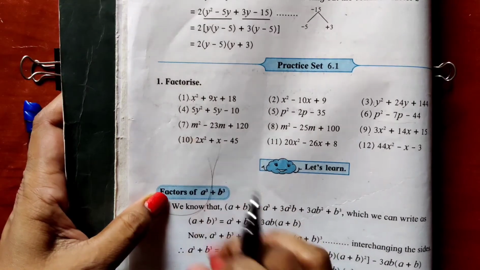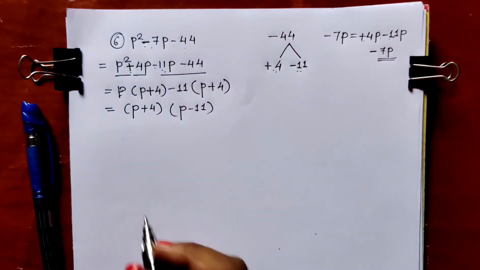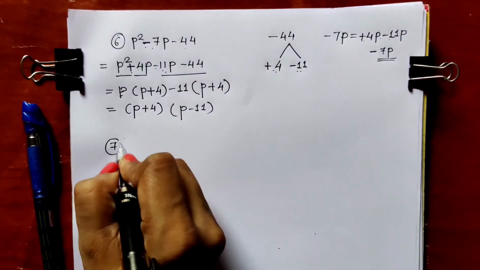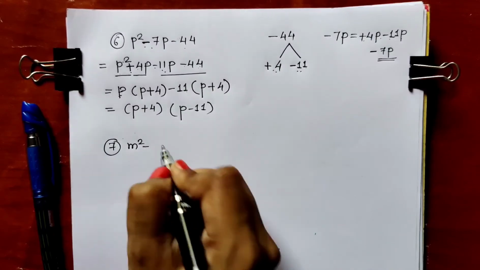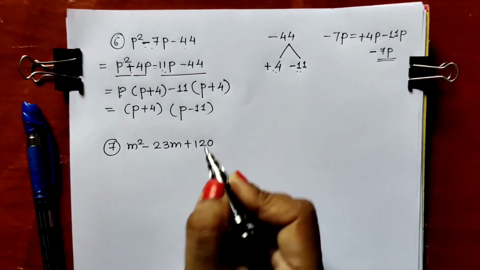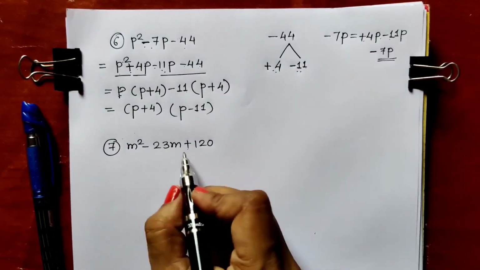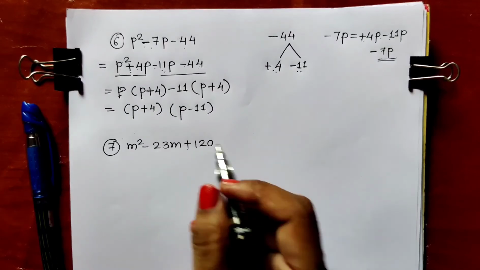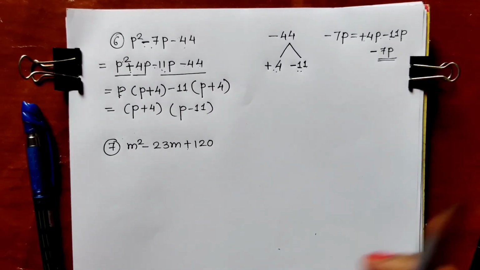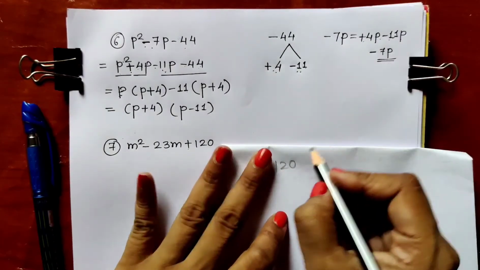Now the next sum: m square minus 23m plus 120. We have to find out the factors of 120 whose addition should be 23. Now 120 has a plus sign, so we have to find two factors of 120 whose addition should be 23. So you all have to keep on finding the factors of 120.